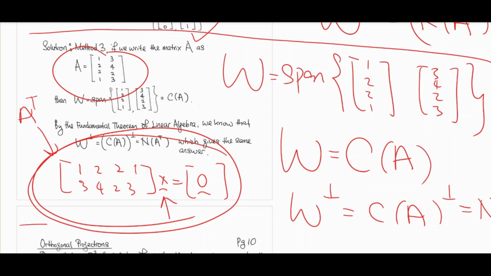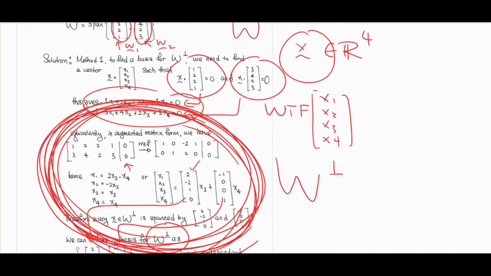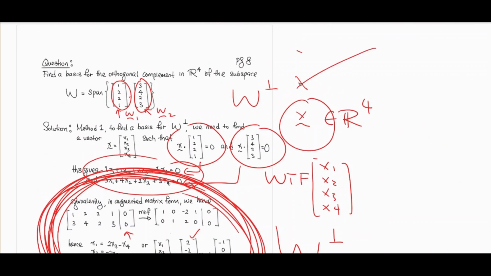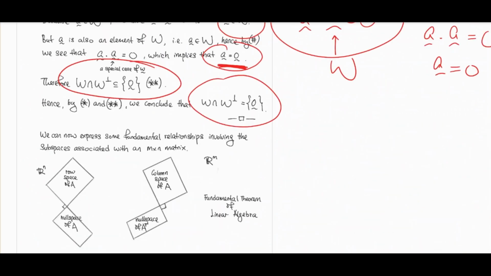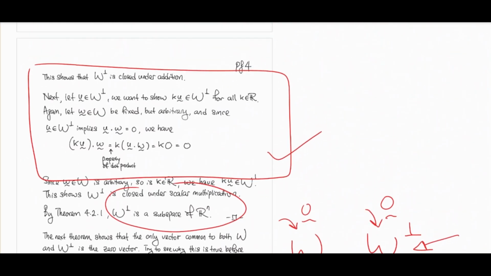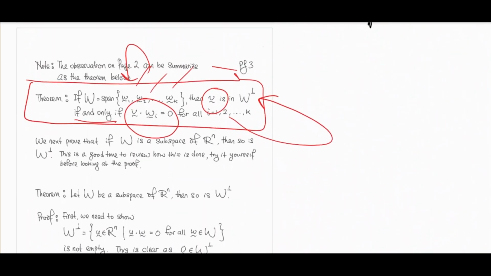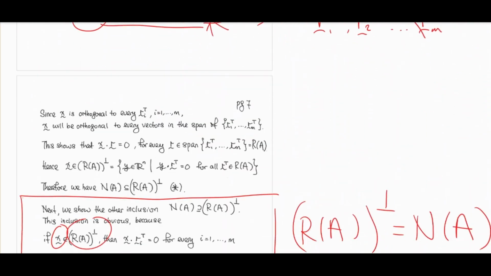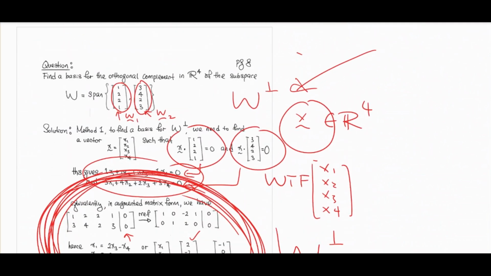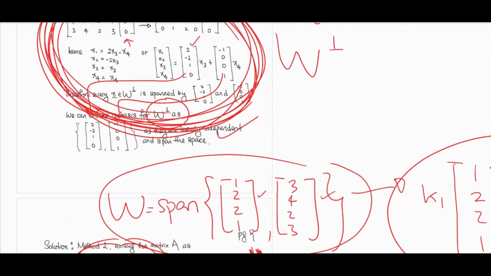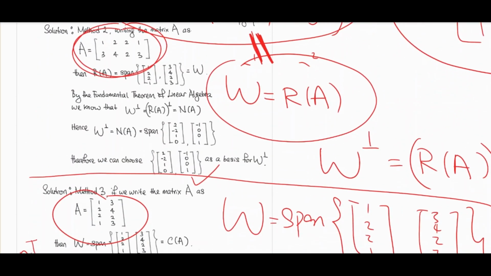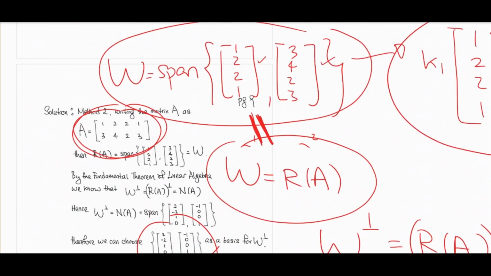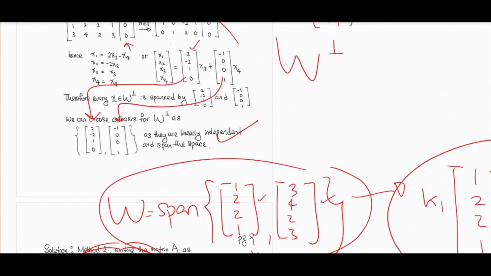Everything is the same. So no matter what you do, whether you use the definitions, I mean, not really the definition, the theorem, this theorem, oh man, we have to go up again on page 3, or you use the fundamental theorem of linear algebra, it doesn't really matter. You use the row space or the column space, we all get the same result. In this case, we can choose this as a basis for W perp.